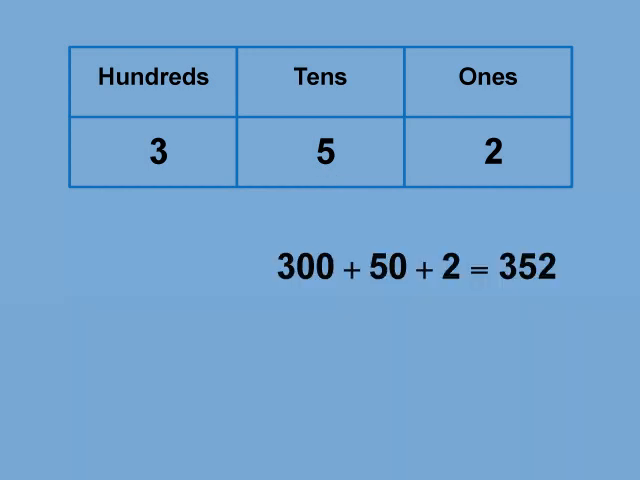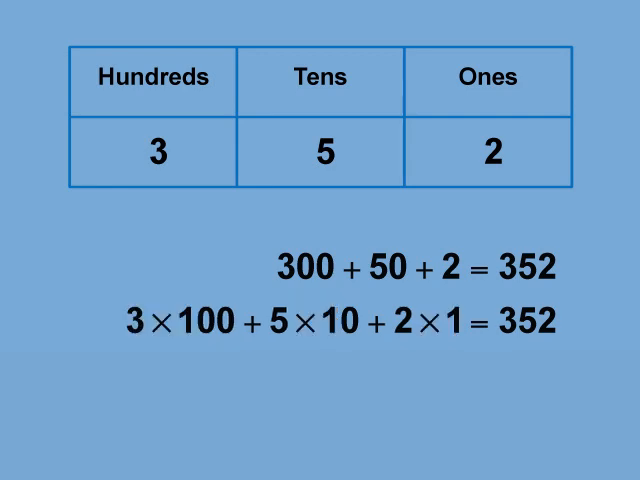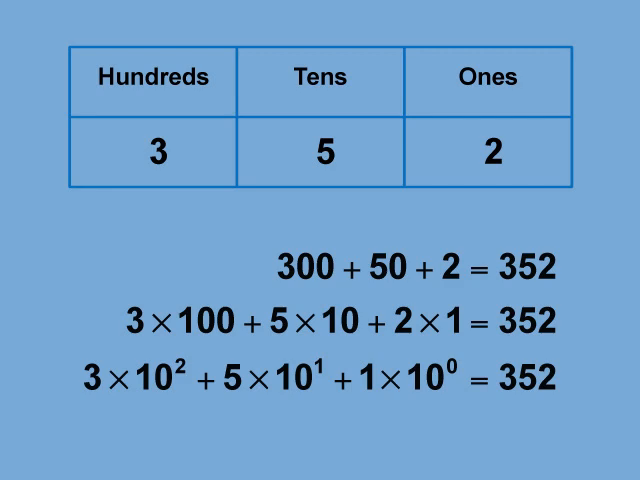Another way of writing a number in expanded form is to use products of multiples of 10 as shown here. Finally, these can also be shown as products of powers of 10 as shown here.